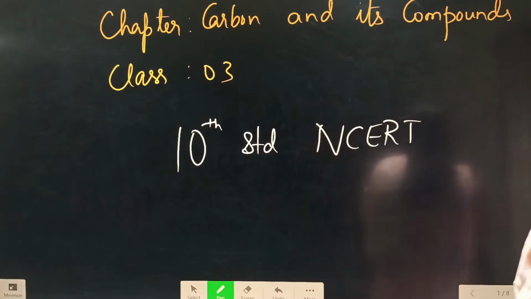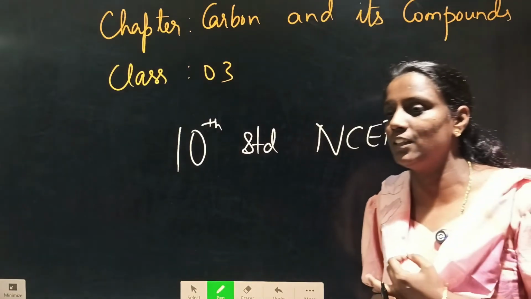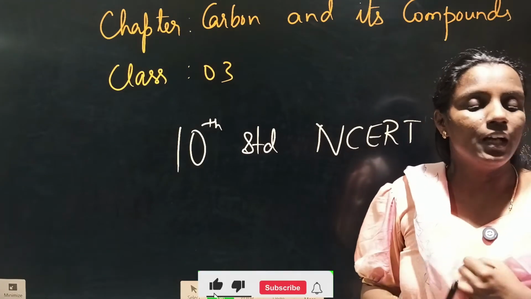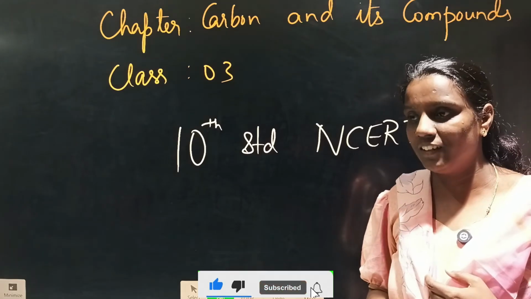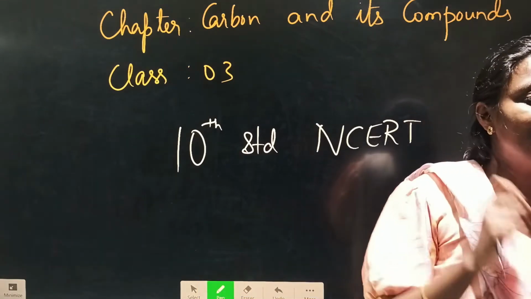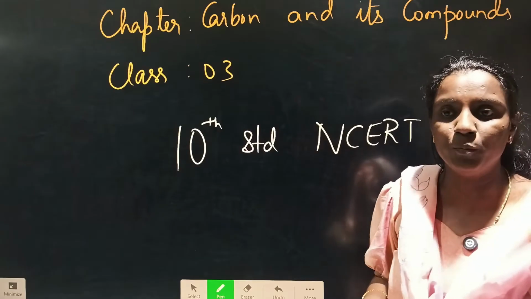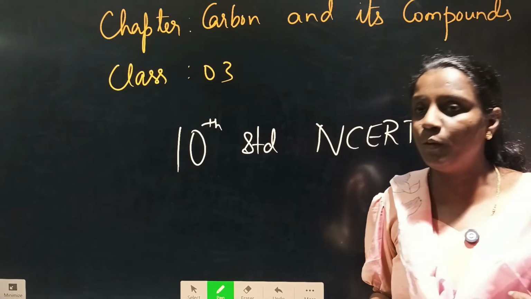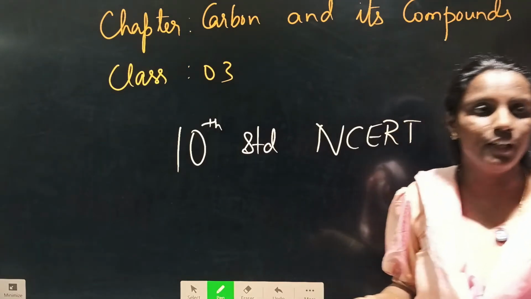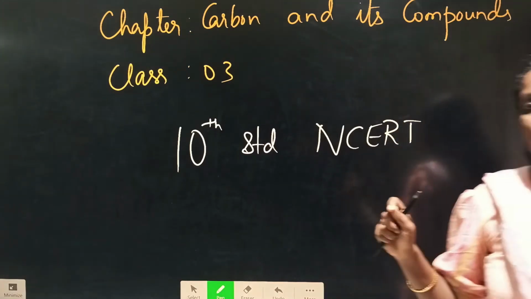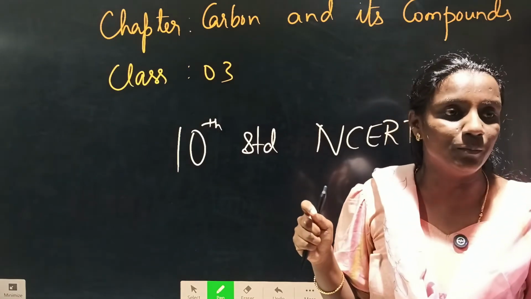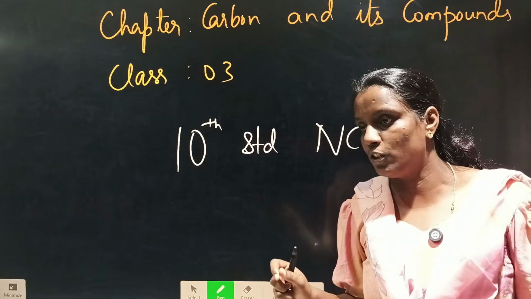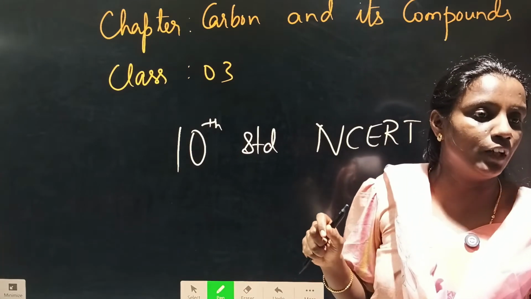Hello. In the previous class, we discussed alkanes and alkenes: their general formulas, molecular names, molecular formulas, and structural formulas. You should also practice up to 10 carbon atoms. That will be the main thing. You may get questions from those numbers of carbon atoms.